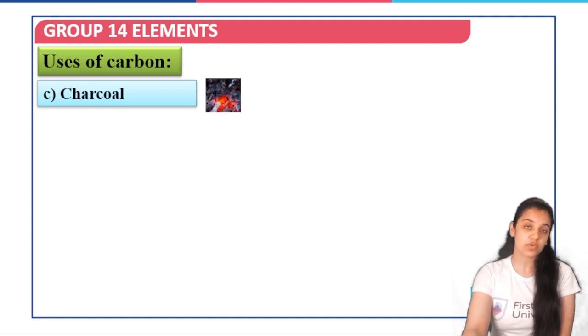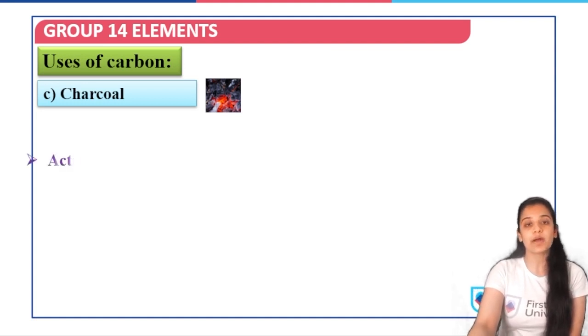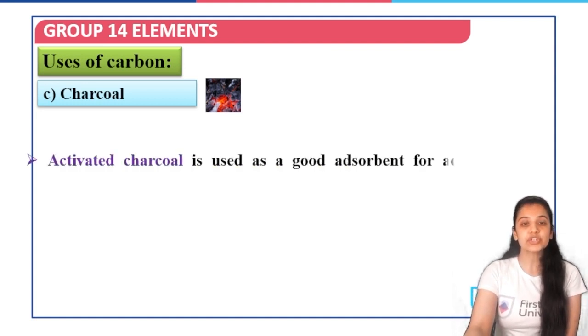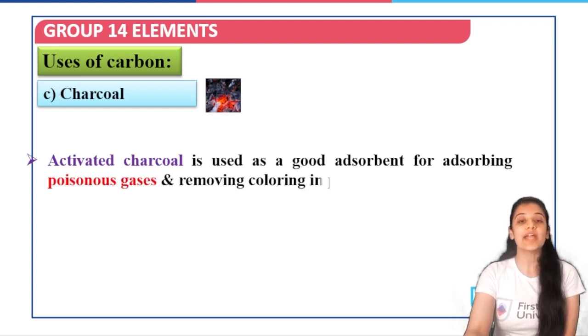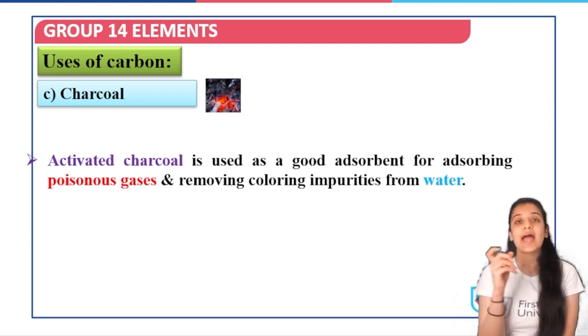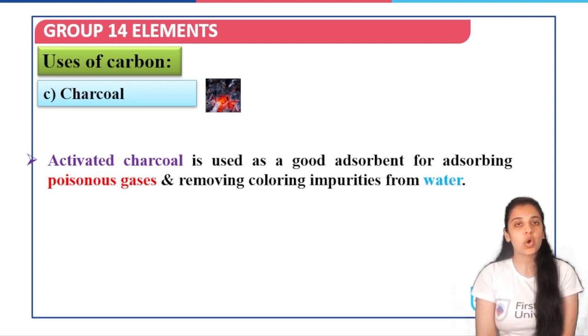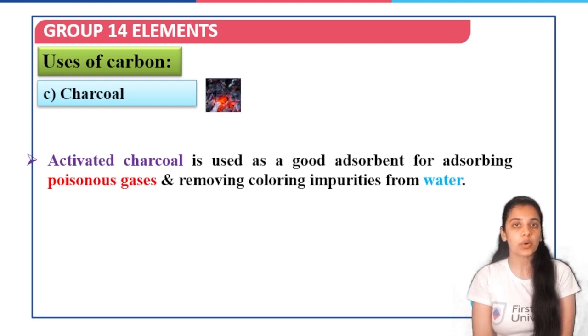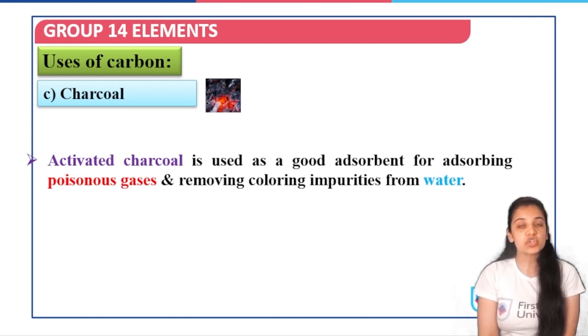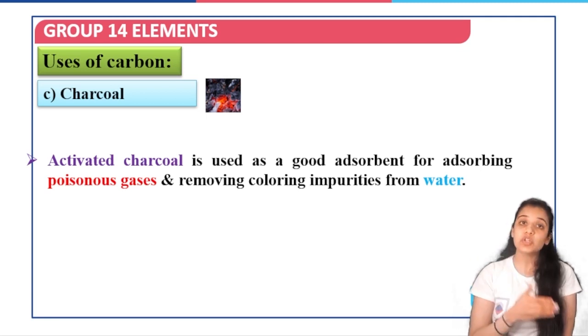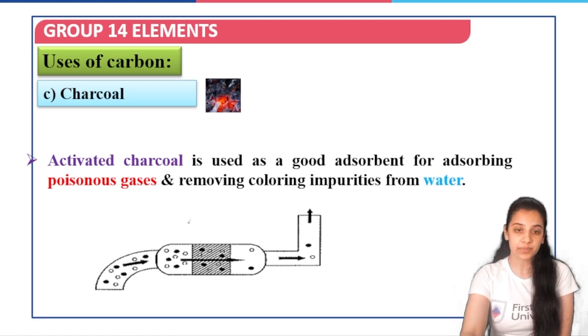It is an amorphous allotrope of carbon that we did not really talk about in detail, but activated charcoal is used as a good adsorbent for absorbing poisonous gases and removing colored impurities from water. So activated charcoal is a very important common term that you might have come across many times. This activated charcoal is basically used to remove certain impurities from water or other substances. Animal charcoal is also used for the same purpose, okay?